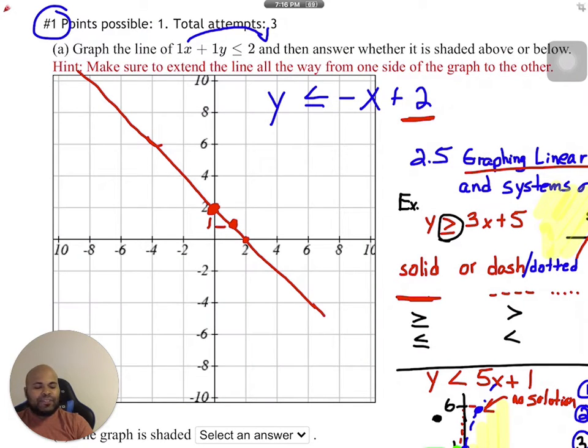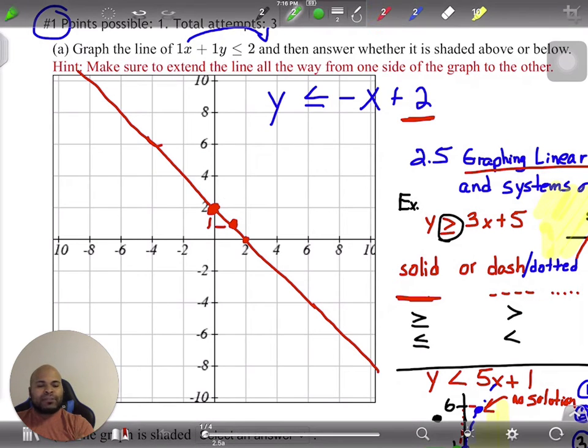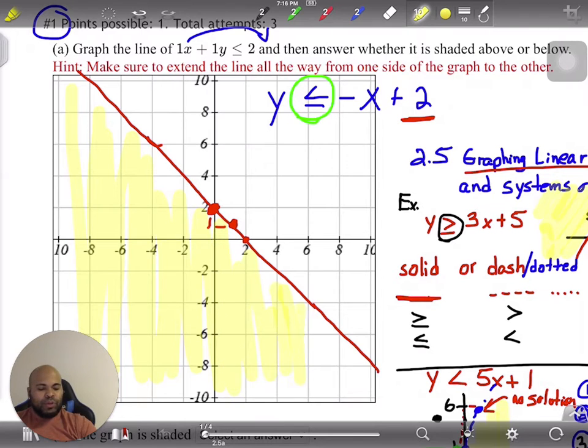And then I have to decide, am I going to shade above the line or below the line? Well, I always have to look at the y equals mx plus b. And the y equals mx plus b tells me that it's less than, so I'm going to shade below. Okay, I'm going to tell you a common mistake that I see many people make. Many people shade looking at the slope, and they say, oh, because the slope is negative, I'm going to go below the line. That is not correct.